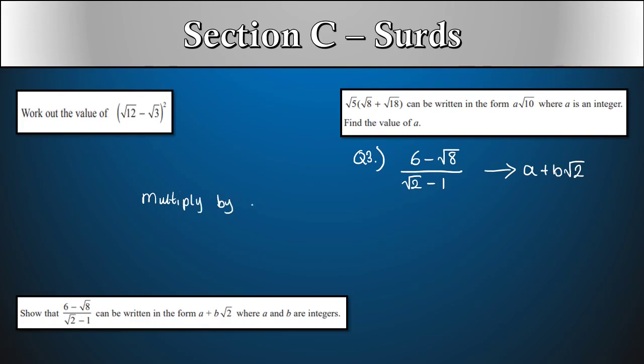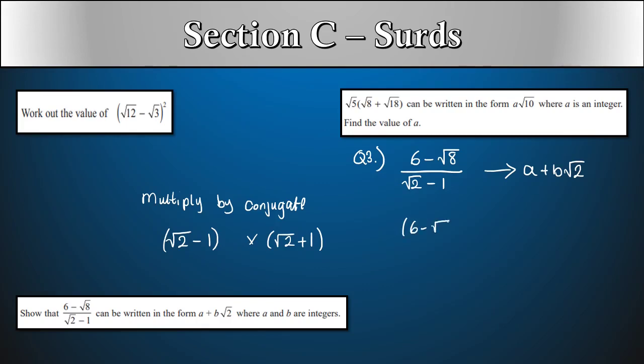So we multiply by the conjugate. So what does that mean? Well, if you've got root 2 minus 1 as the denominator, we times through by root 2 plus 1. So it's the opposite sign here. Obviously, if that was root 2 plus 1, then we times by root 2 minus 1. So you always do the opposite sign here. Okay, so let's try doing that.